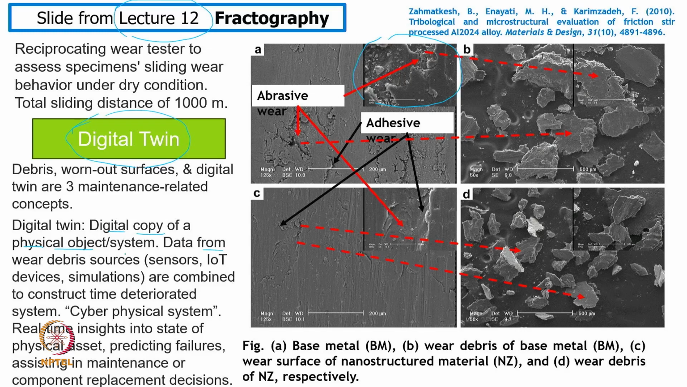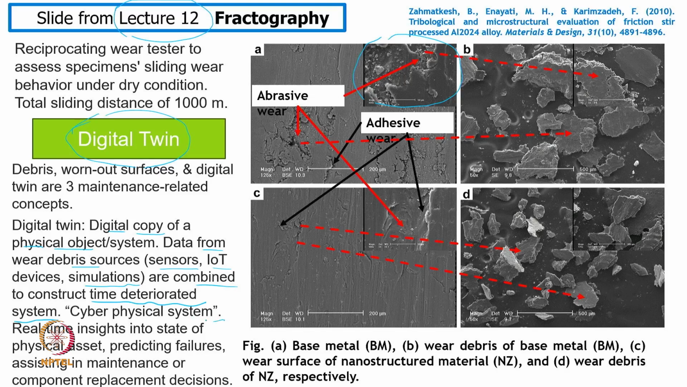So, that is why we say the data from the debris source can come from a sensor, from IoT devices, or maybe simulation. If they are combined to construct a time deteriorated system, this is something new. This is a time deteriorated system showing how much deterioration there is with time, even at the localized level. We are not talking about the generalized one, but the localized level. If you are able to keep track of that, it will give far better understanding of the system, and it will cause much fewer failures, replacements and breakdowns, and can save a lot of cost. That is why the digital twin has become famous, or say really emerging.